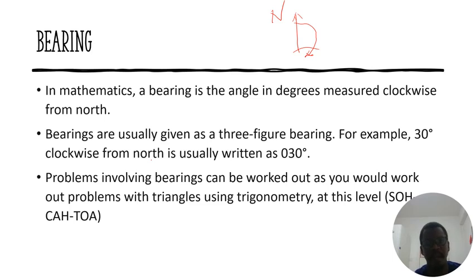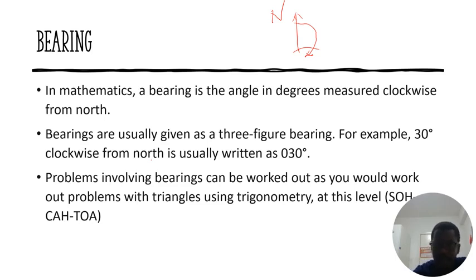A bearing is the angle in degrees that has to be measured clockwise. Which means if you measure it anti-clockwise, according to this definition, that one is not a bearing. But if you measure it from that reference point of the north, going clockwise, that is a bearing. And bearings are usually given as three figures.